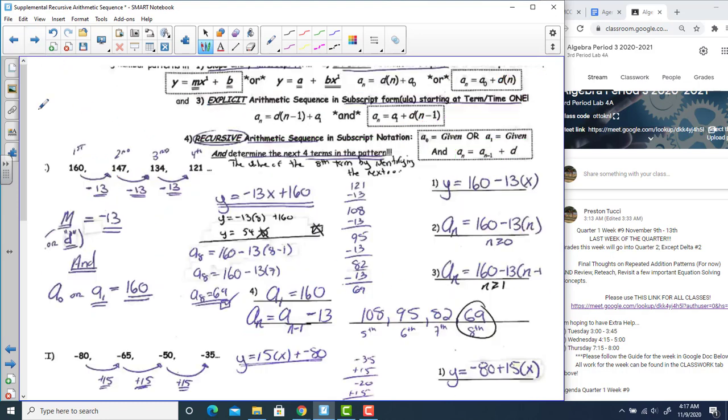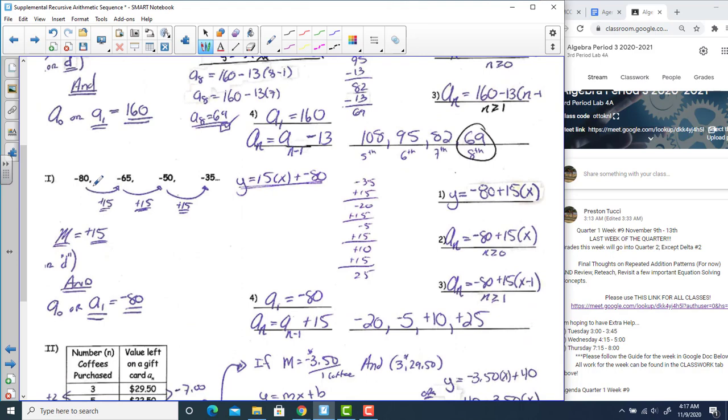If you did the same thing for Roman numeral 2, you'd have to identify the change in the pattern over and over again, the common difference or the average rate of change, the slope of the repeated addition pattern, which is 15. You'd have to identify the initial position, which depending upon if you're calling it time 0 or position 1, is negative 80. In slope-intercept form, it starts at negative 80, and we're adding 15 over and over again.